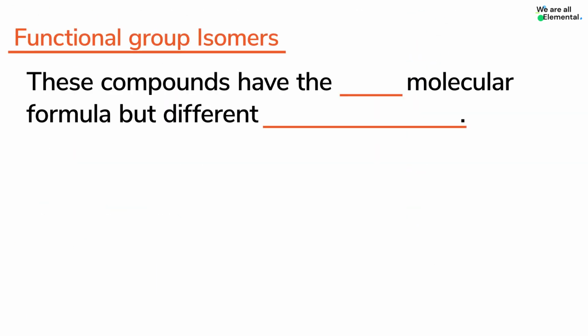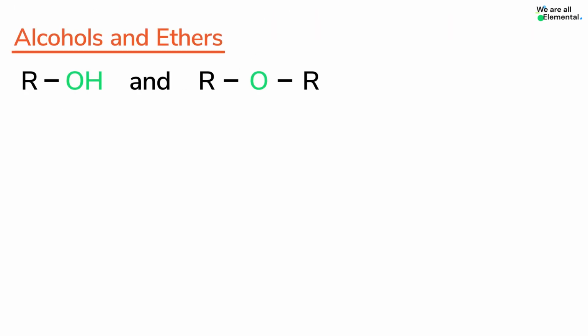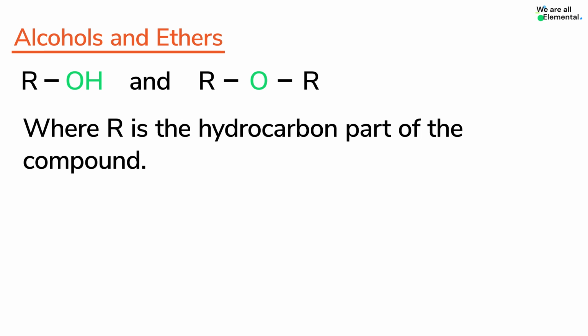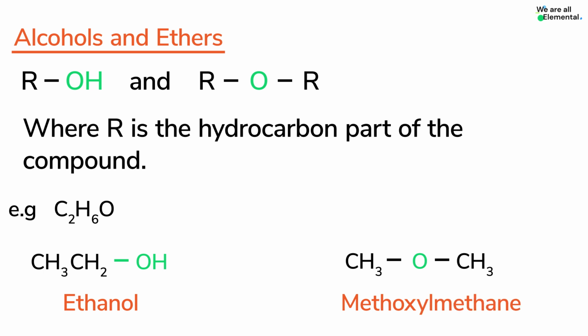Then we have the functional group isomers. These are compounds that have the same molecular formula but different functional groups. For example, we have alcohols and ethers. This is the general formula where R is the hydrocarbon part of the compound. So in alcohols, there is one R group with an OH, and ethers have two R groups with an oxygen. So ethanol and methoxymethane are examples of functional group isomers.